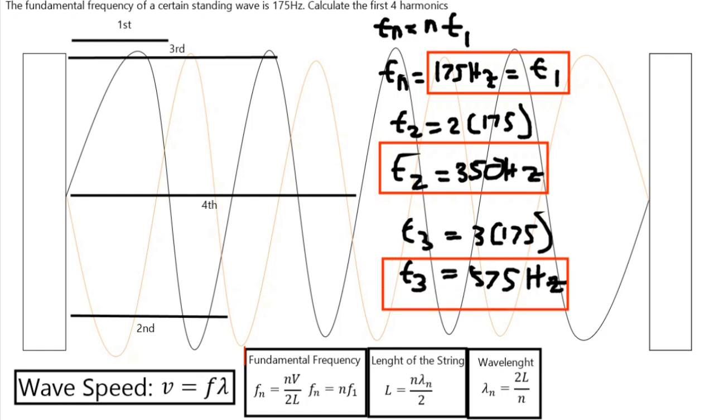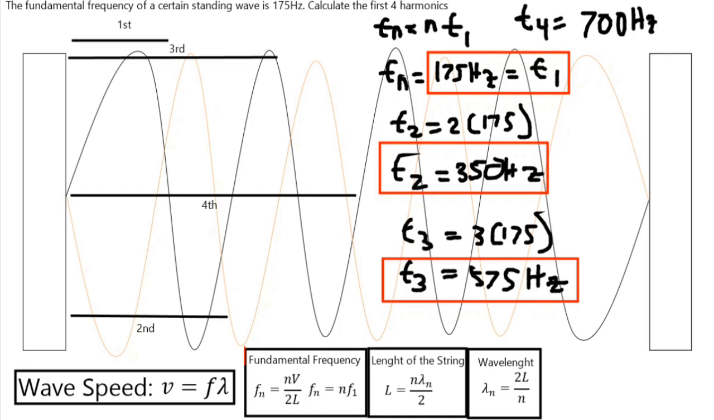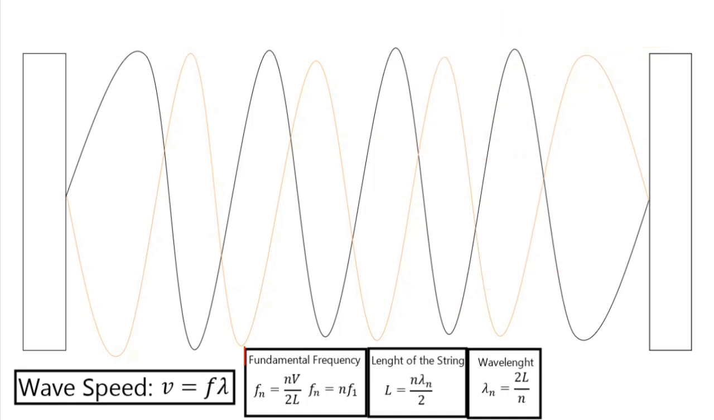So as we can see here, the frequency is increasing with the increasing harmonics. So the frequency of the fourth harmonic, that's going to be 4 times the original. So that's going to be 4 times 175. It's about 700 hertz. There you have it.